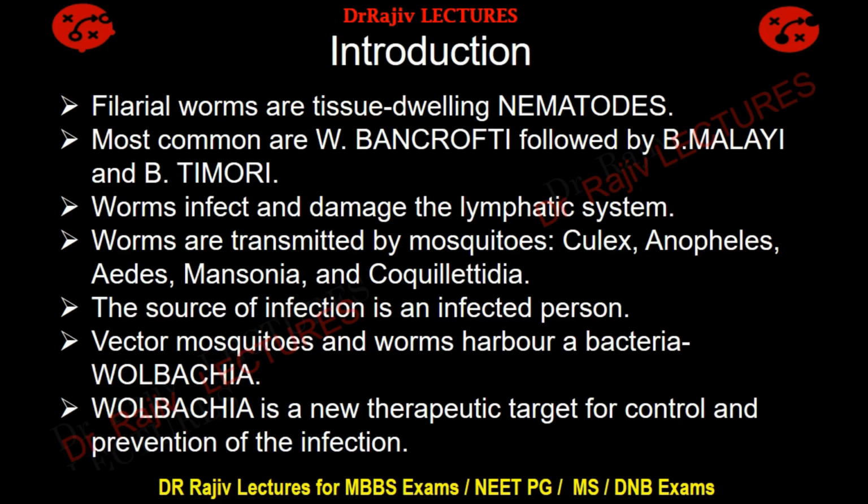The vector mosquitoes harbor an intracellular endosymbiont, a gram-negative rickettsia-like bacteria known as Wolbachia. Wolbachia bacteria are also present intracellularly as an endosymbiont in larval stages of all human filariae except Loa loa. Wolbachia are required for nematode development and reproduction. Antibiotics that eradicate Wolbachia impair nematode survival and fertility.